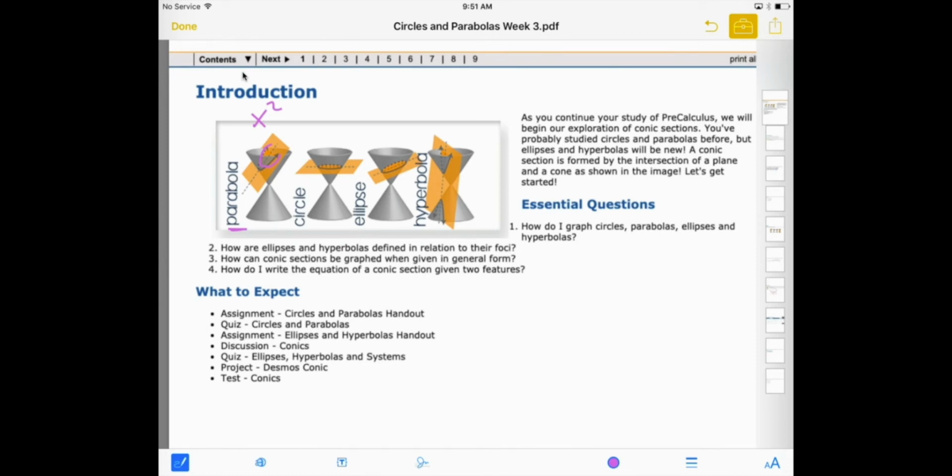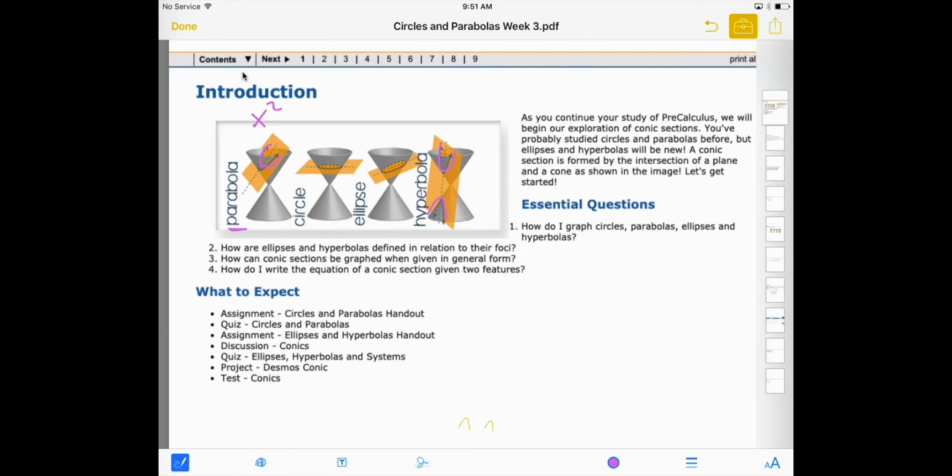It says, as you continue your study of pre-calculus, we will begin our exploration of conic sections. You've probably studied parabolas before, but ellipses and hyperbolas will be new. A conic section is formed by the intersection of a plane and a cone as shown in the image. Like I was saying, if you take a knife and slice it, it's going to give you these different shapes.